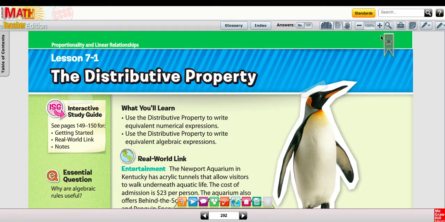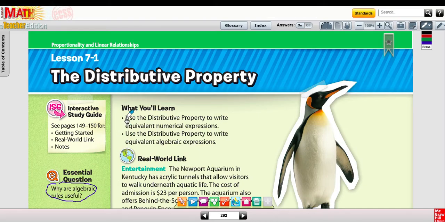Chapter 7's essential question is, why are algebraic rules useful? It's similar to asking the question, why are football rules useful? Or why are safety rules useful? In this case, we're talking about the rules that go along with algebra.